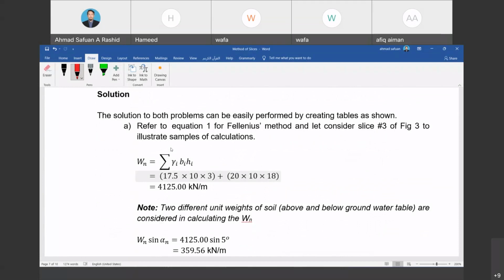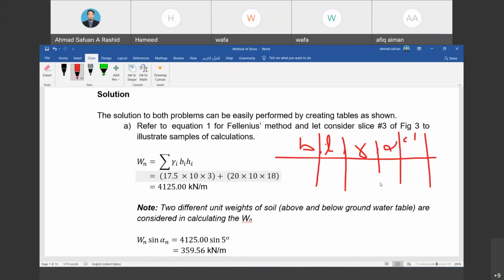So the solution to the problem can be easily performed by creating a table, as shown. That's why in example number 1, I already told you that you need to draw a table and put all the important information in it, for example the B, the width, the L, the length, and the unit weight, then the alpha. From there you may include the first sub-equation, followed by the second sub-equation, then the third sub-equation. So your table will most likely look like this.